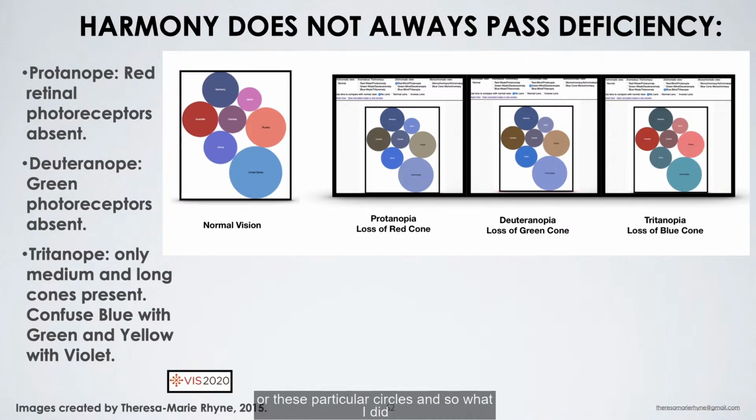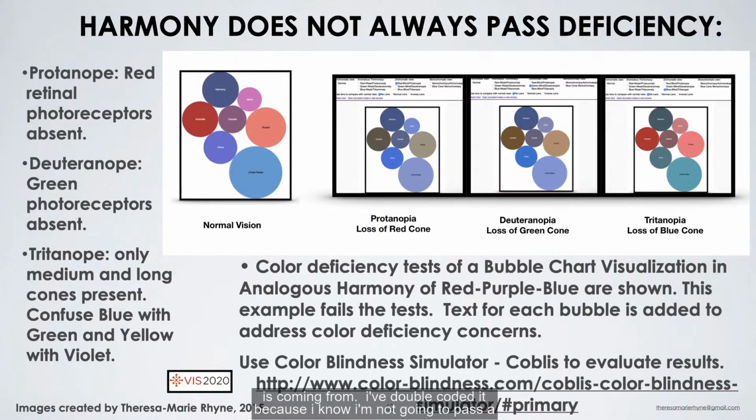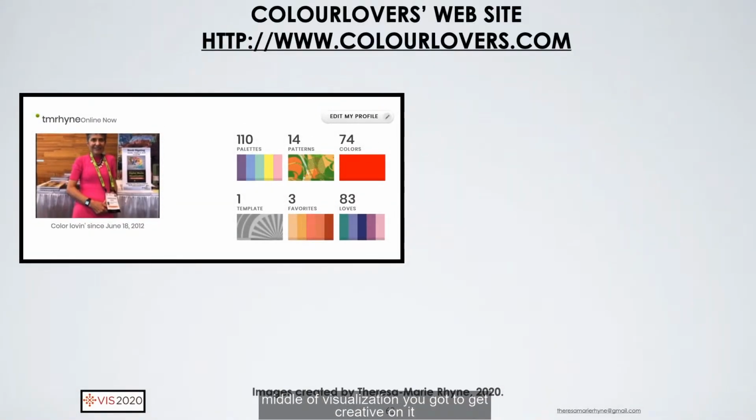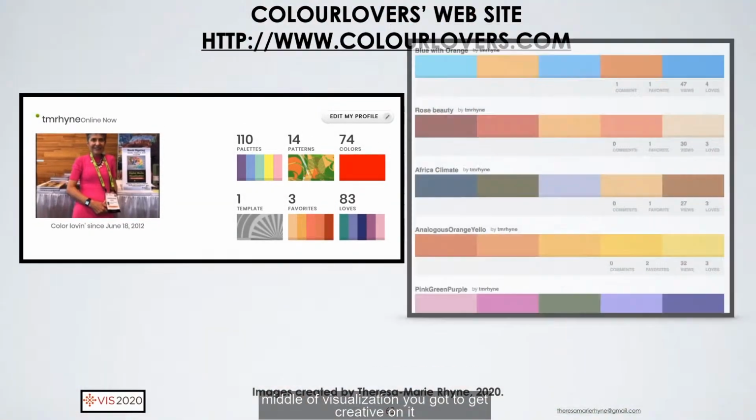And so what I did, realizing that, was what they call double-coded it. I put text inside each of the little bubbles that describes the particular area the data is from. This is a data set of particular countries, and it describes where each area is coming from. I've double-coded it because I know I'm not going to pass a color deficiency test. That's what you do when you're in the middle of a visualization. You've got to get creative on it.